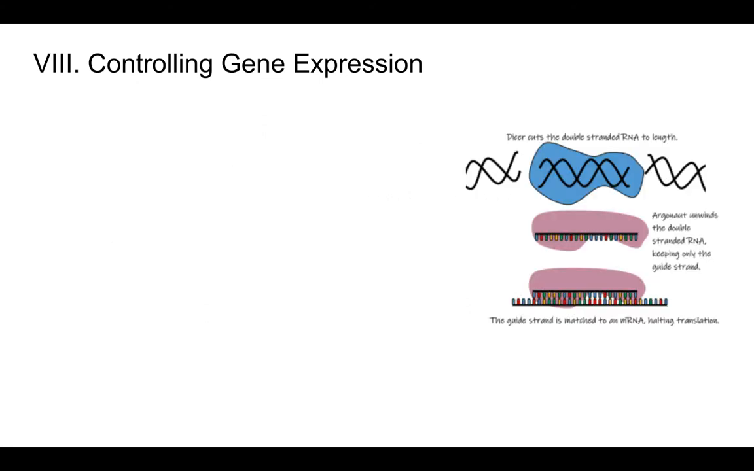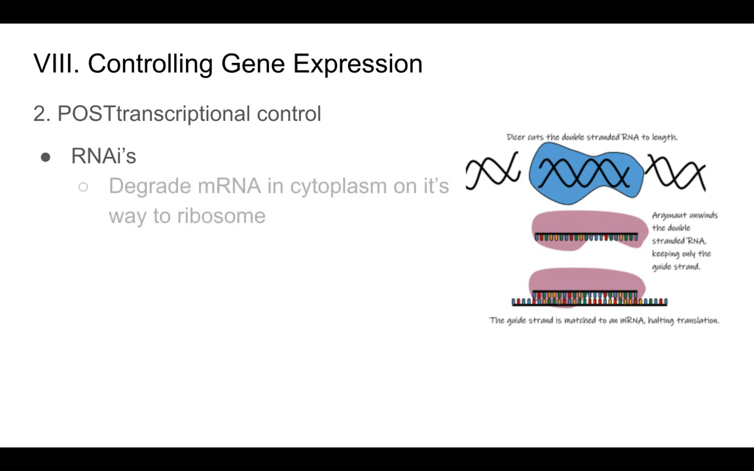Next sort of target of controlling gene expression would be post-transcription control. So this is going to be controlling the messenger RNA that has been created. And so there are two things here that are going to control the mRNA and ultimately control the pathway of gene expression. So the first is called RNAi. These are RNA interference molecules. That's what the little i stands for.